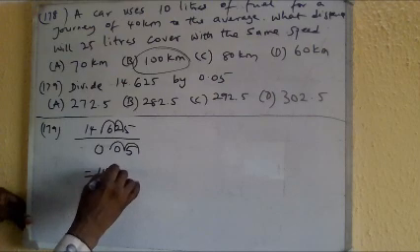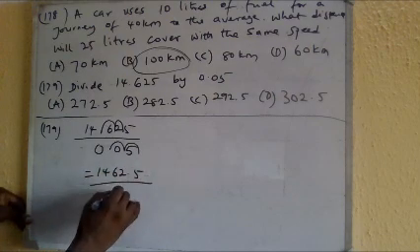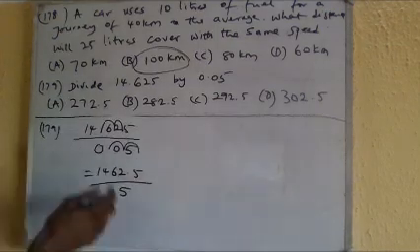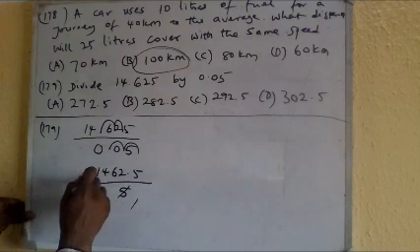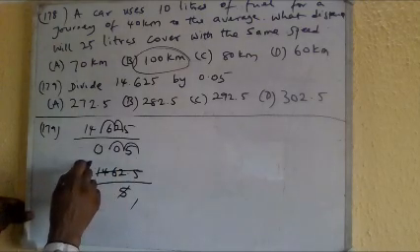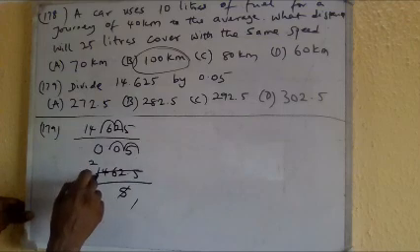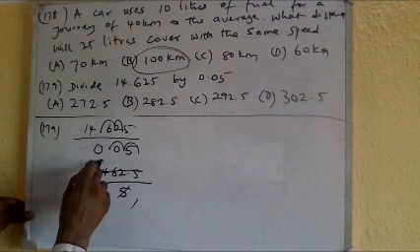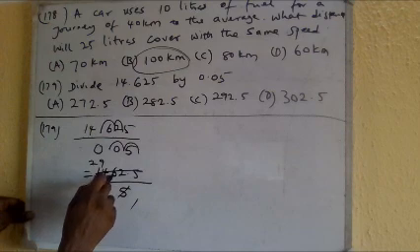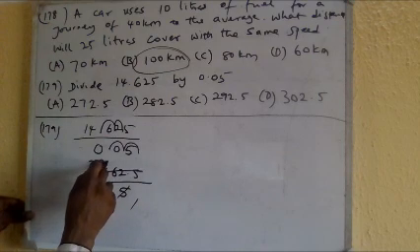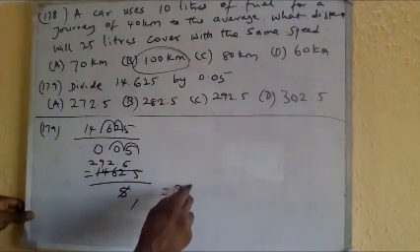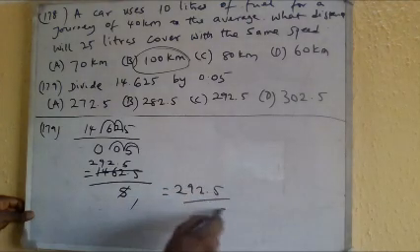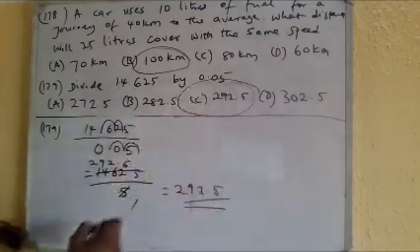So 1462.5 over 5. See? So I cannot cancel. I say 5 here, 5 into 14 is 2. There is 4 remaining here. 5 into 46 is 9. There is 1 remaining here. 5 into 12 is 2. There's 2 remaining here. I put my dot. So 5 into 25 is 5. So the answer is 292.5, and that should be option C. So you see how you do it.